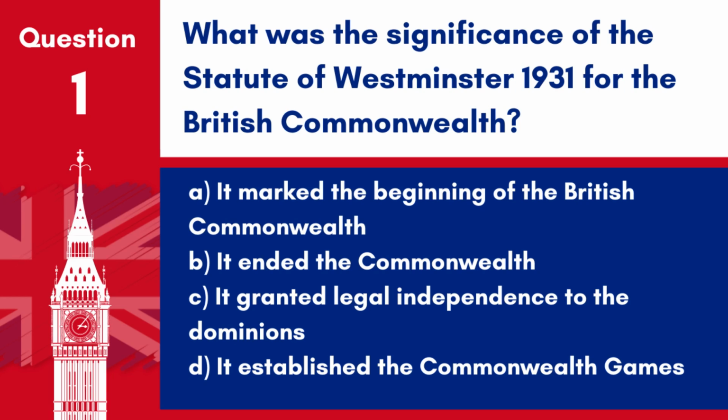Question 1. What was the significance of the Statute of Westminster 1931 for the British Commonwealth? A. It marked the beginning of the British Commonwealth. B. It ended the Commonwealth. C. It granted legal independence to the Dominions. D. It established the Commonwealth Games.